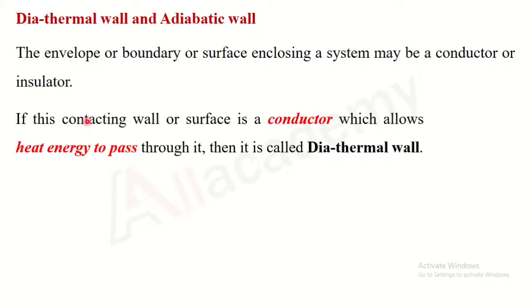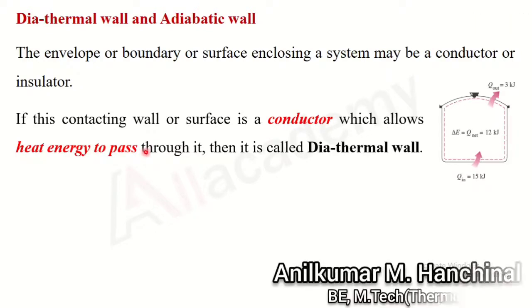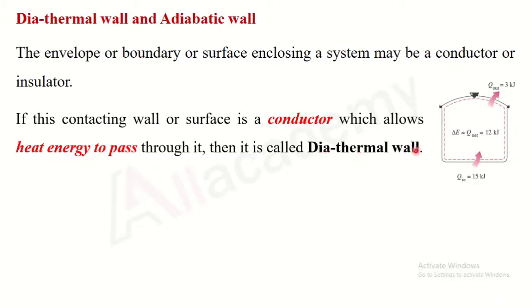If the contacting wall or outer surface of a body or a system is a conductor, which allows the heat energy to pass through the boundary or the wall, then I can say that such walls or such boundaries are called diathermal walls. As you are seeing in this figure, the boundary is allowing the heat energy to enter into the system. At the same time, it is allowing heat to cross from the system to surrounding.